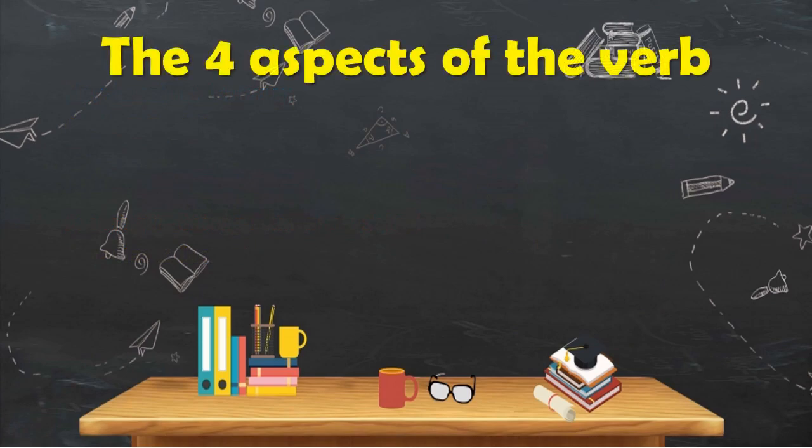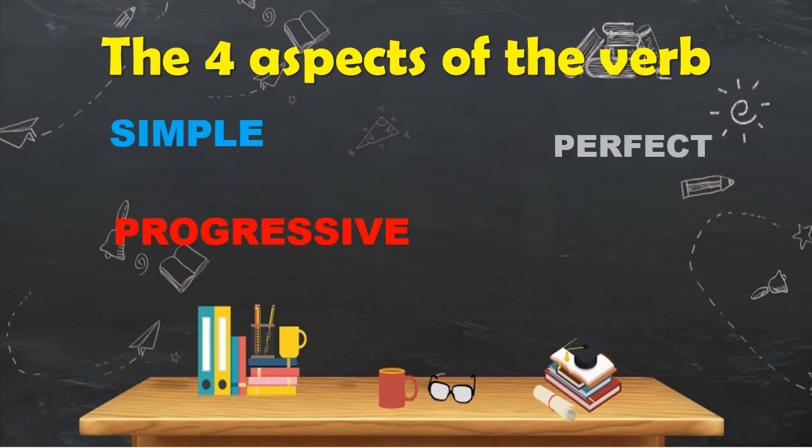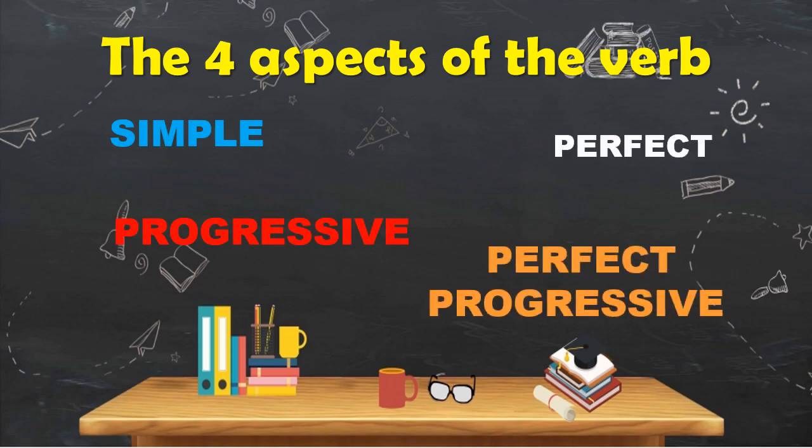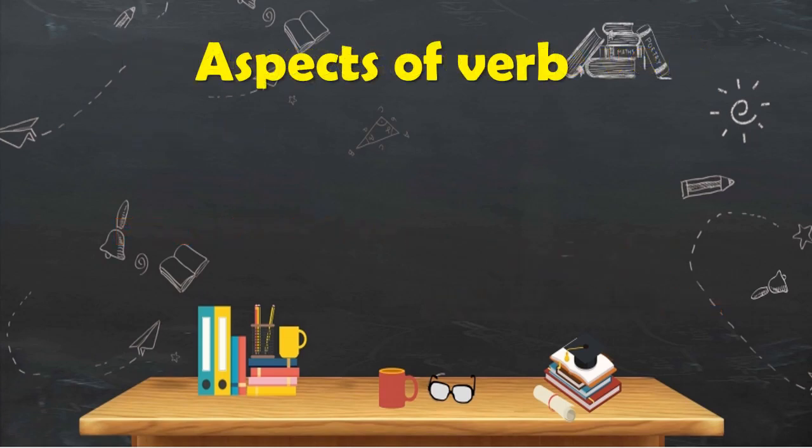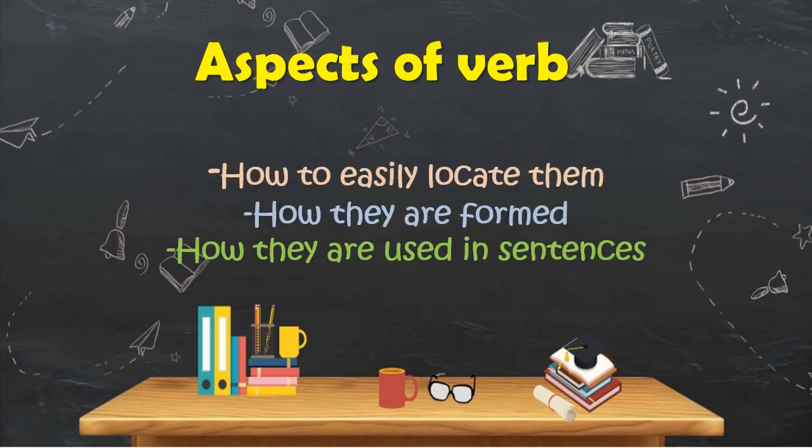For today's video, I'm going to teach you the 4 aspects of verb. These are the simple, the progressive, the perfect, and the perfect progressive aspect. In this video, I'm going to teach you how to easily locate them and how they are formed and used in sentence.